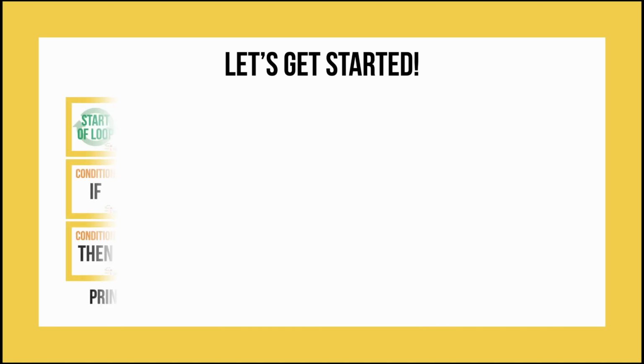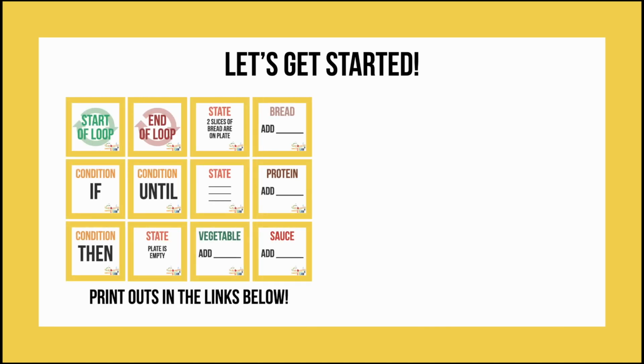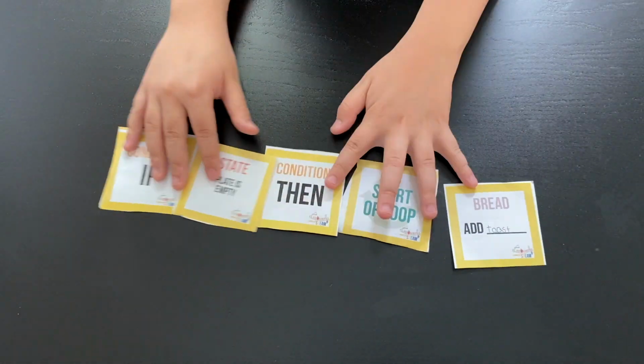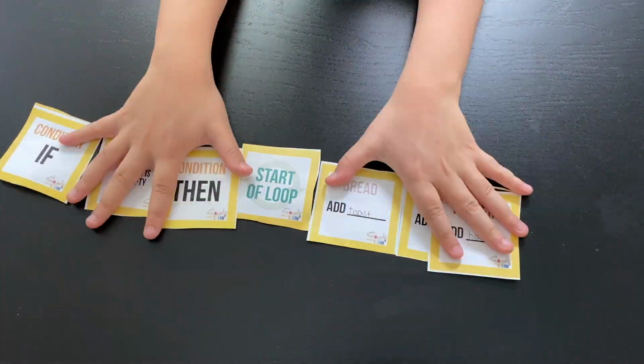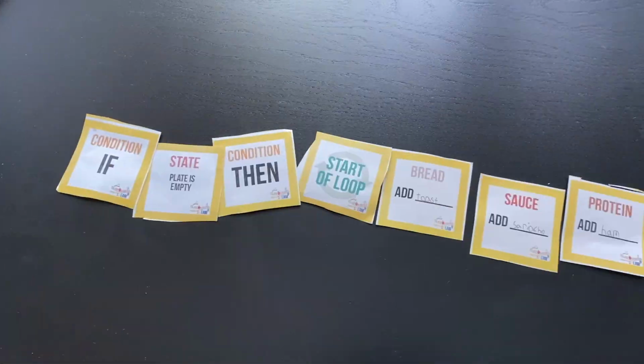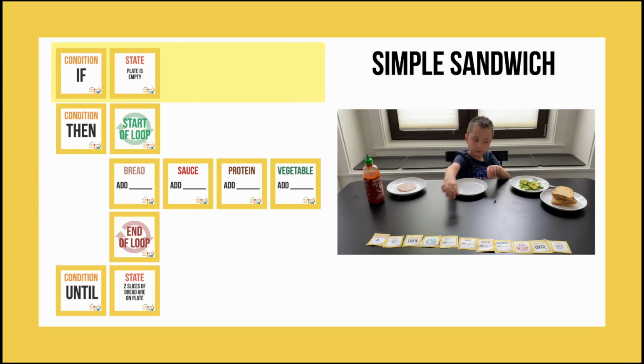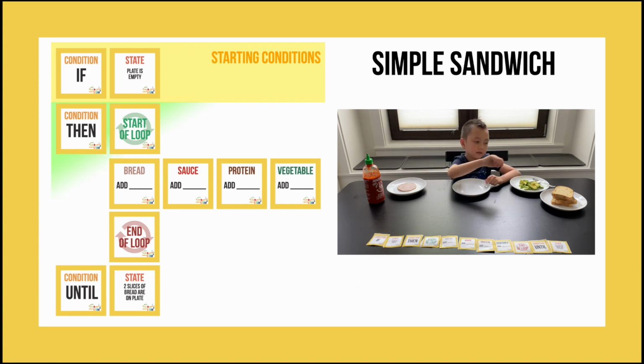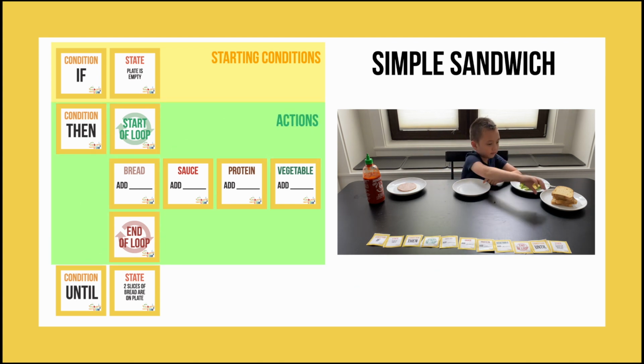Let's get started. Either use the printouts from below or follow along on the screen. Here is our first one. Don't worry, we will break it down more slowly in a second. Let's build a simple sandwich. We start by checking our starting conditions. In this case, checking if the plate is empty or not. Then, we move into our actions which are located in our loop.